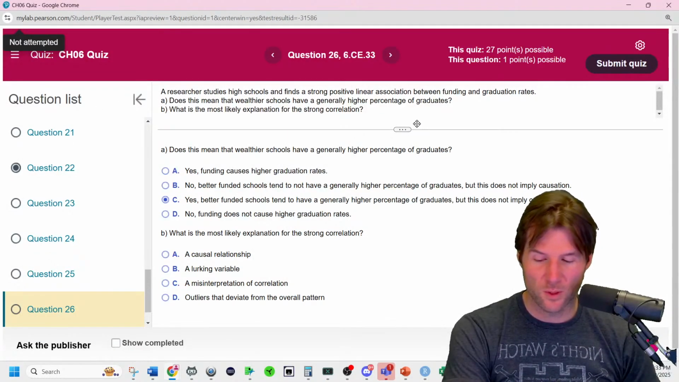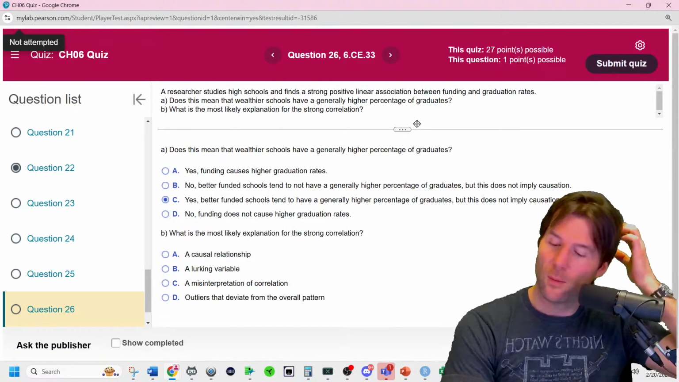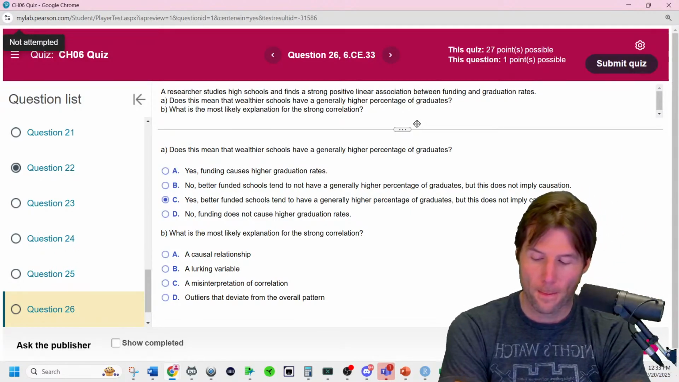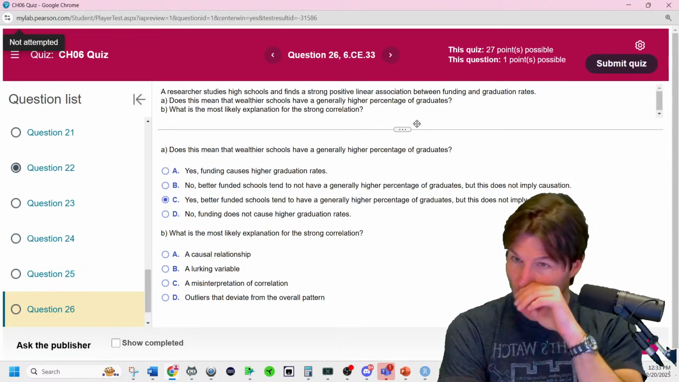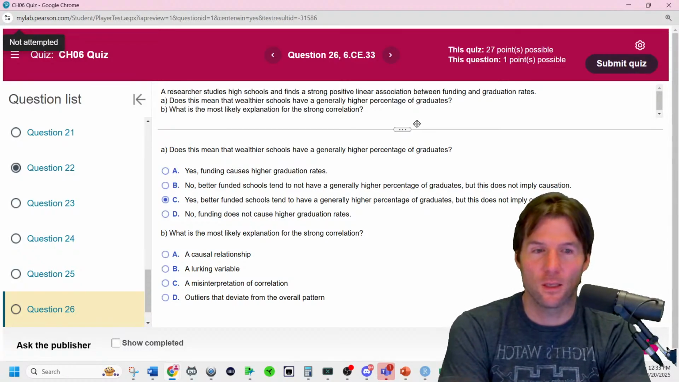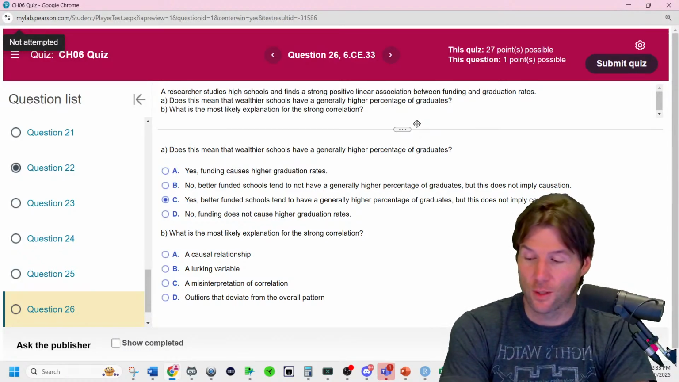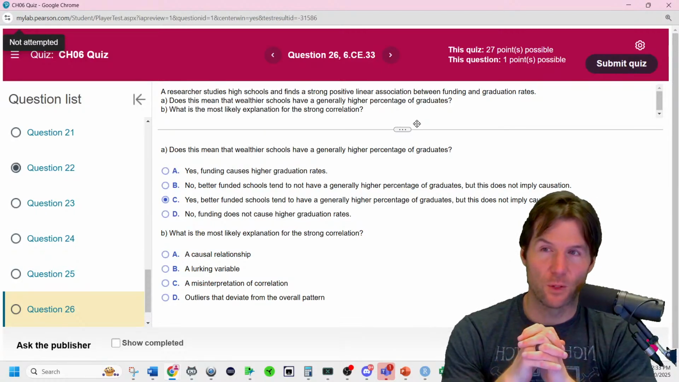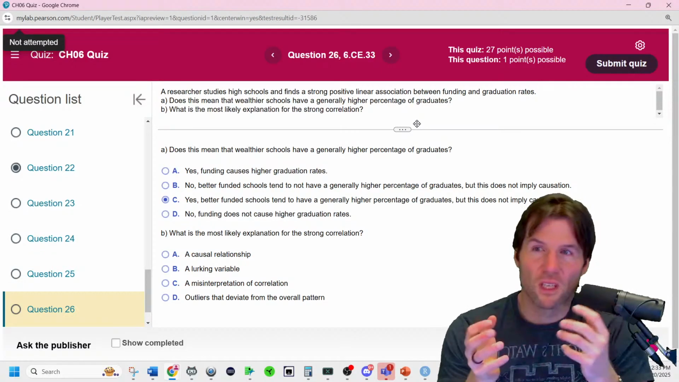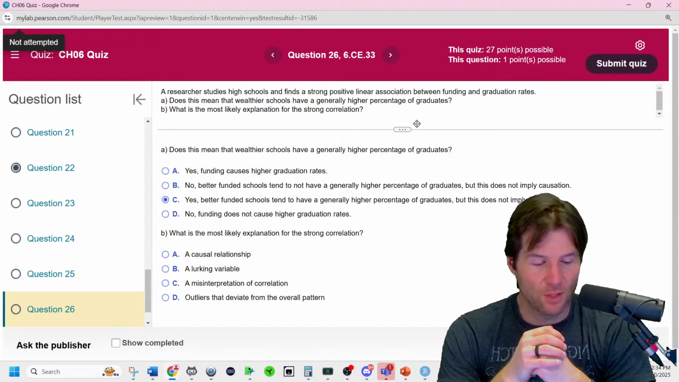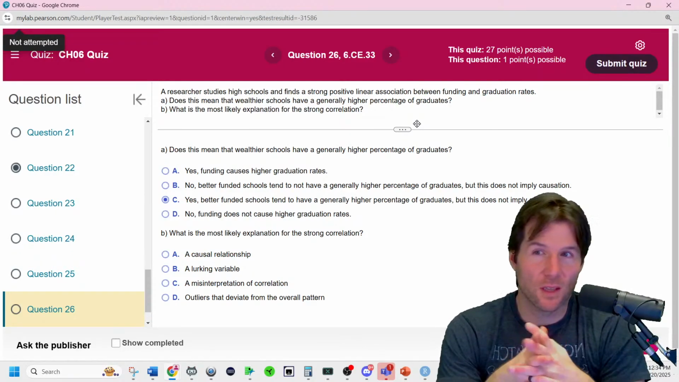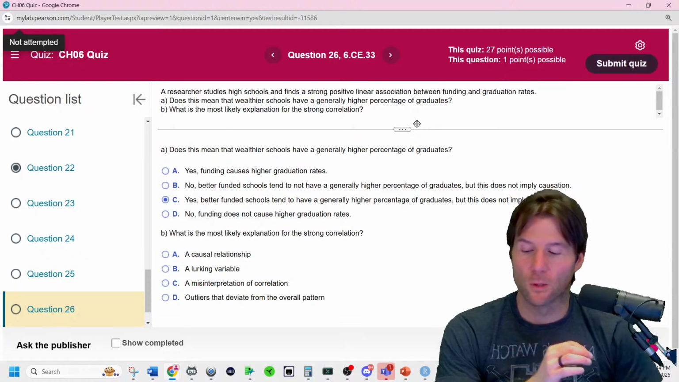What is the most likely explanation for the strong correlation? This is such a tough question. Probably not a causal relationship. It's probably a lurking variable, like socioeconomic stuff. A lot of times, access to wealth usually leads to more success. It's tough; there's a lot of things that come into play. You might have other things that lead to your success, and those other things would be lurking variables.